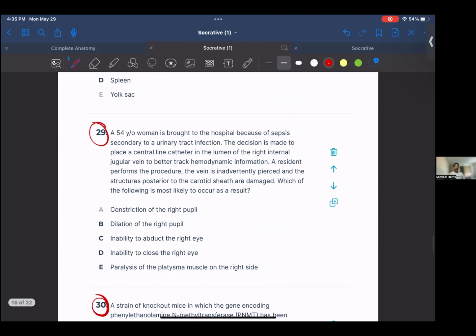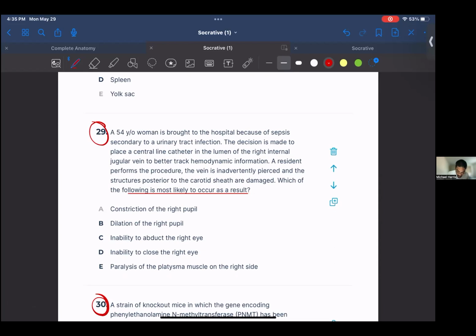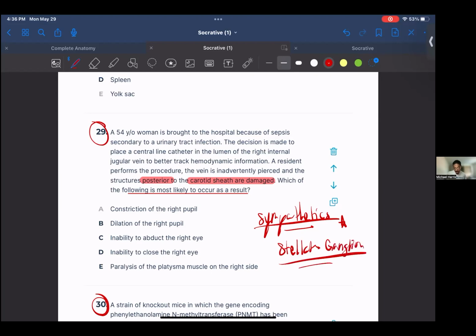Okay. So here we have the breakdown of neuro now. So now this is more of a neuro question again. And they're asking us what type of presentation is most likely to occur as a result. So this patient has a carotid sheath damaging the posterior portion of it. Behind the carotid sheath, you have your sympathetics. Okay. You have something called the stellate ganglion. So, with that being said, which one of these makes sense is A.